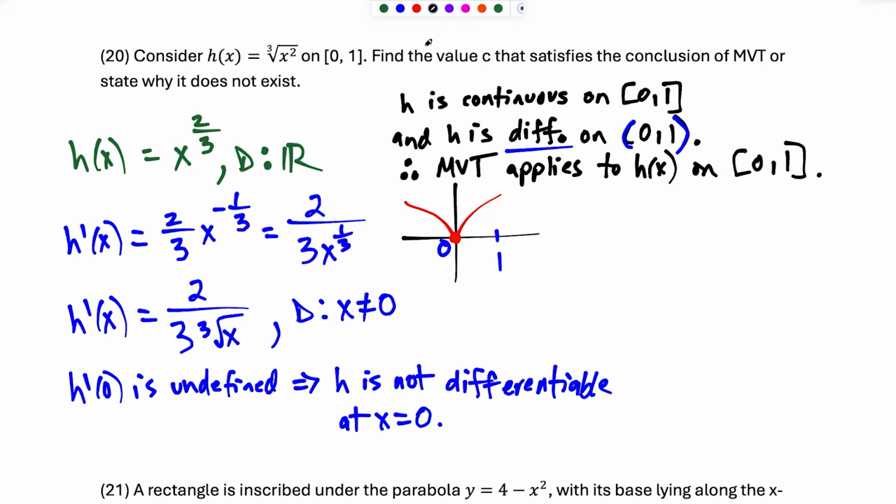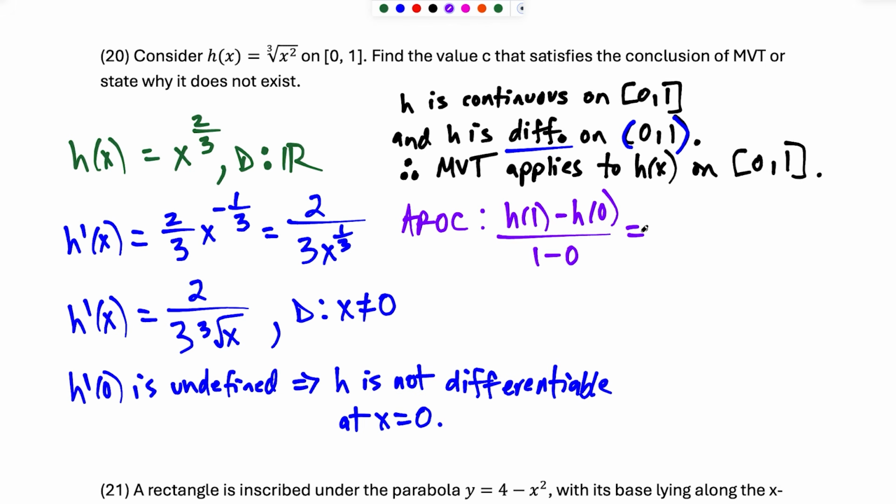So now the way we use the mean value theorem is we just have to set the instantaneous rate of change equal to the average rate of change. Okay, so we're going to set the derivative here equal to the average rate of change of our function on [0, 1]. So let me just find the average rate of change over here. So the average rate of change is going to be equal to h of 1 minus h of 0 over 1 minus 0. And the reason why I'm using these function values is because this is the interval that we were given. So this is what I'm finding.